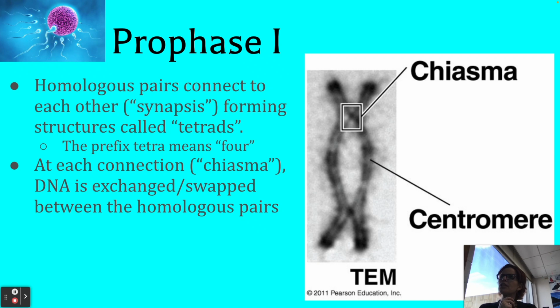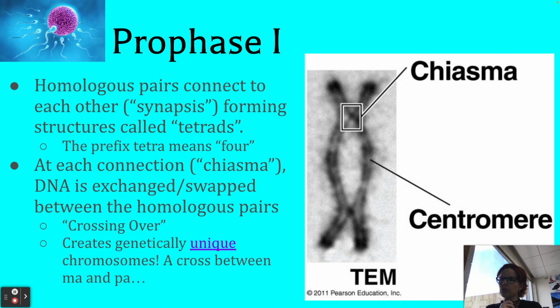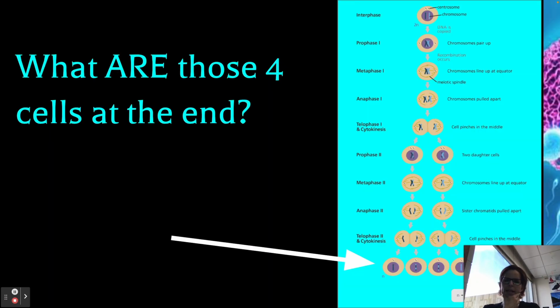At each connection, called a chiasma, you don't need to come up with these words on your own, by the way. I'm showing you these words because you might read them in a question, and I don't want you to be like, oh, never seen that word before, panic. Just read the question. Don't worry about the vocabulary so much and you'll get the hang of it. So at each connection, called a chiasma, DNA is exchanged or swapped between the homologous pairs. That's what crossing over is doing, and it's creating unique chromosomes, a cross between the mom and the dad.